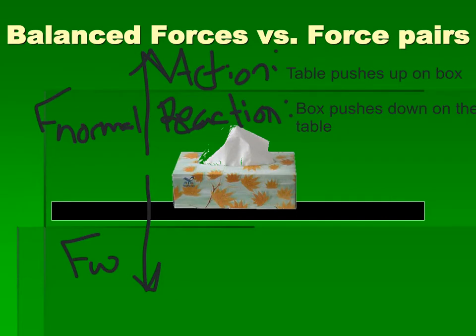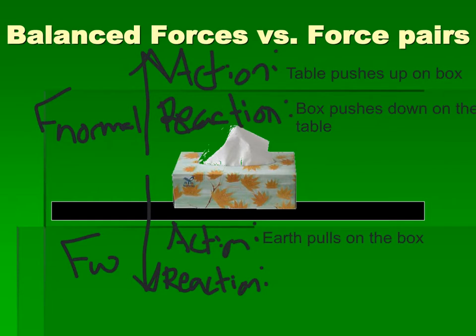Or if we look at the force of weight in this case, again, we need to have an action and we need to have a reaction. So the action is a little bit easier to figure out, or it can be a little bit harder. What causes force of weight? Well, in this case, we can say the earth pulls on the box, because we need to focus on what action is causing this force of weight.